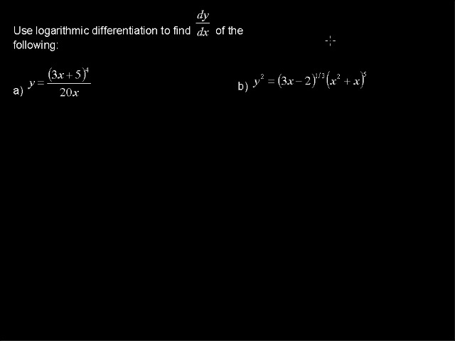In this video, I'll demonstrate how to use logarithmic differentiation to take the derivative of some more complicated functions. So our directions are to use logarithmic differentiation to find dy dx of the following. And the first function is y equals (3x plus 5) all to the fourth power all over 20x. Certainly we could use the quotient rule, but I'm going to use logarithmic differentiation.